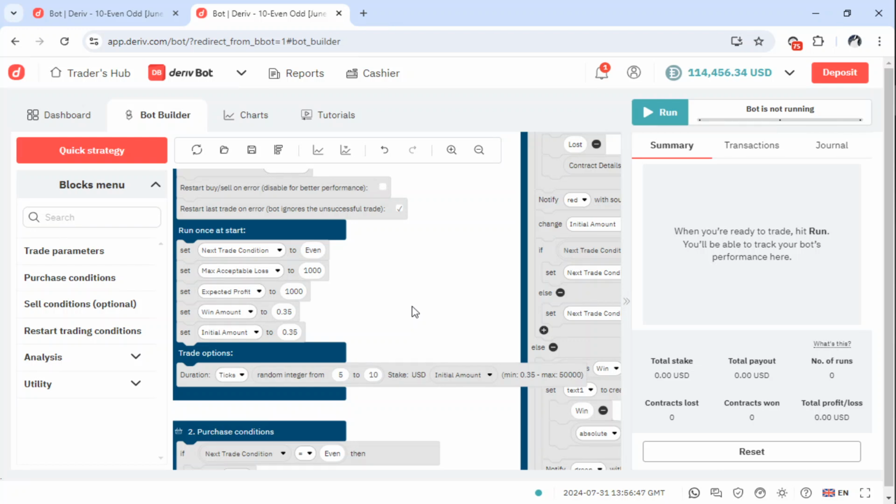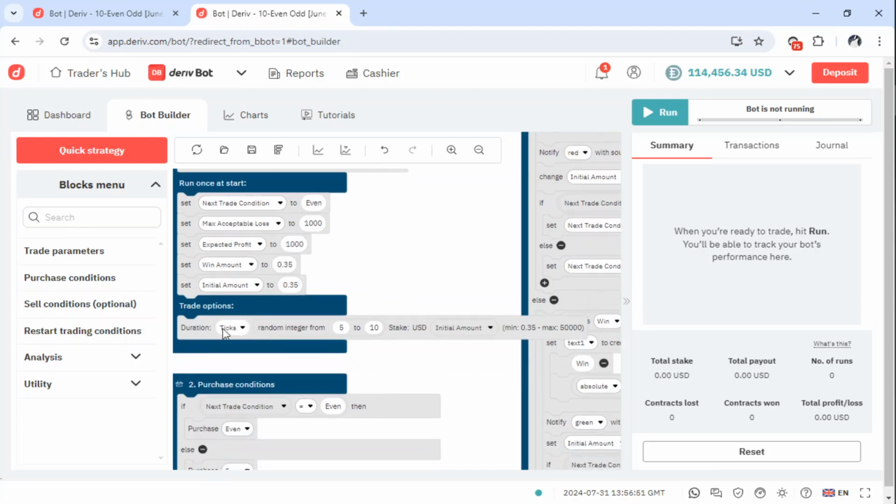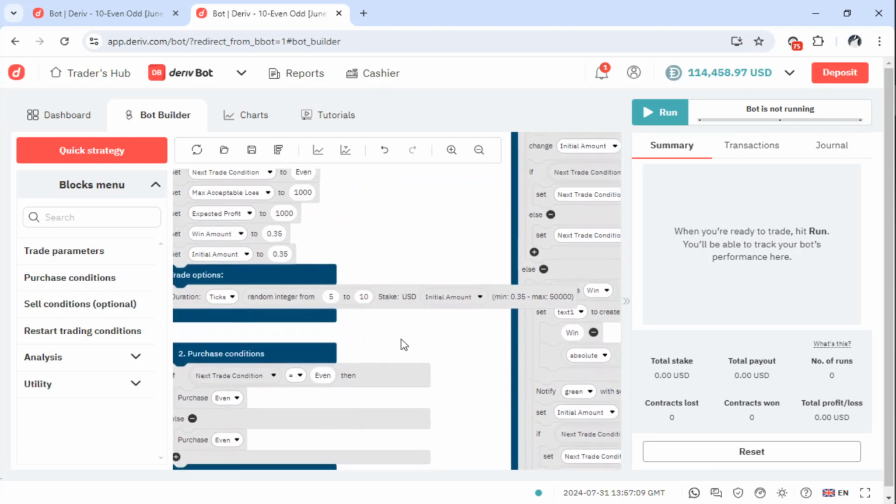Now here, check something here. We are dealing with the durations of ticks, and then they are random integers from 5 to 10. That means it can pick 5, 6, 7, 8, 9, 10 randomly. Then the amount we are staking, initial amount is 0.35, and then it's playing martingale.